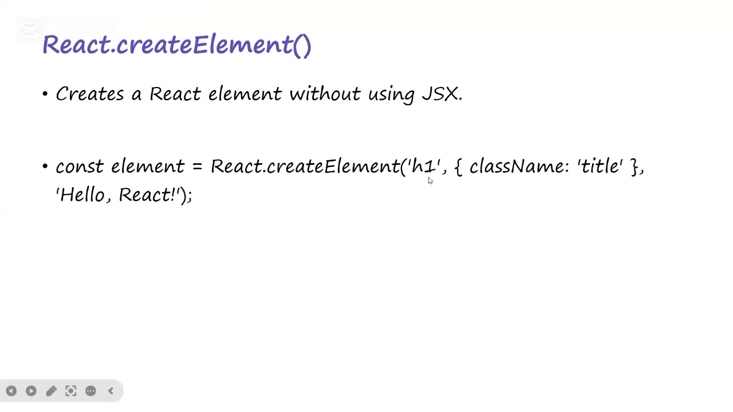Then the second argument is an object. This object will contain all the attributes you want this element to have. If you don't know what attributes are, I believe you should go back to the HTML class. Every element has attributes. Attributes come in name-value pairs. So here we are saying className equals title.